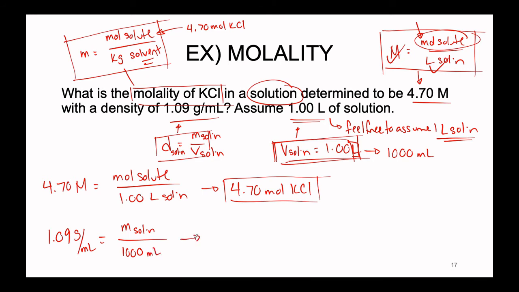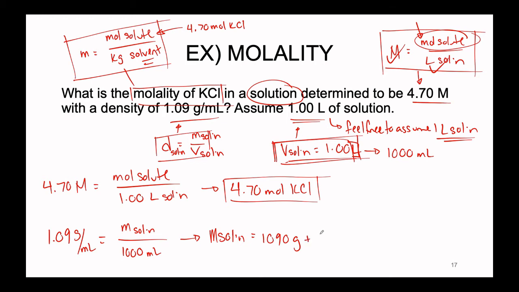We can rearrange and solve for the mass of the solution. Mass of solution there is equal to 1,090 grams. Again, this is not the mass of the solvent, but is the mass of the solution.